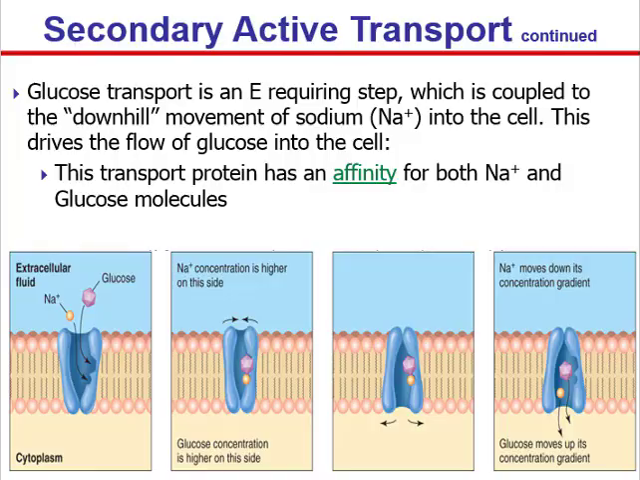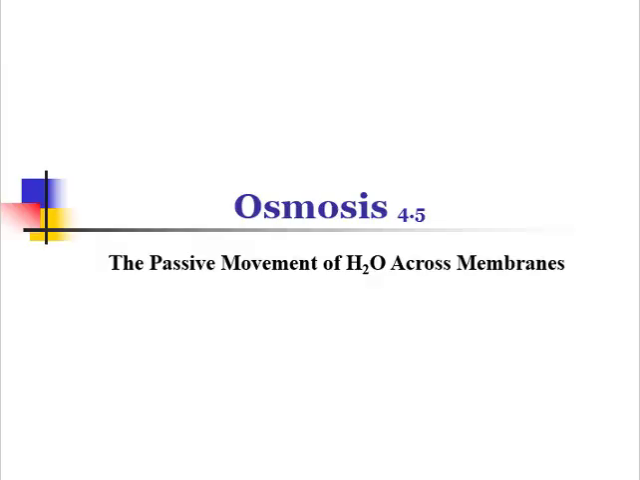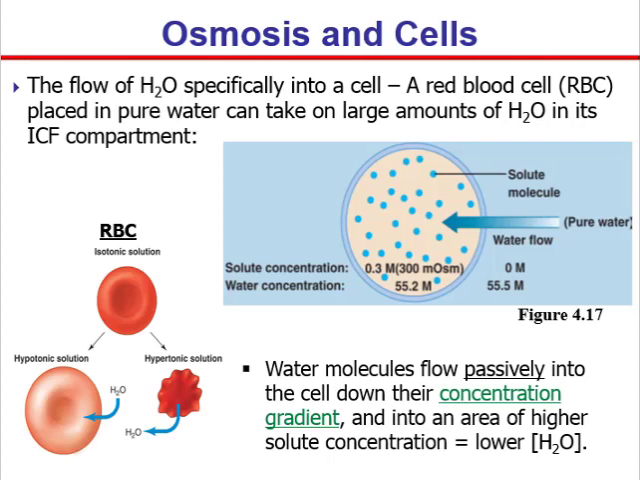Let's switch gears and talk about osmosis. So the specific movement of water. This is a passive movement, doesn't require any ATP energy. And the movement of water across the cell membrane is important to consider in human physiology. The flow of water into a cell, in this case a red blood cell placed in pure water, can take on large amounts of water, and this filling of the ICF compartment can continue until the cell ruptures, causing cell death.